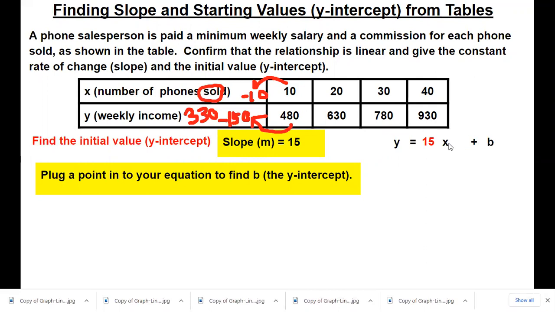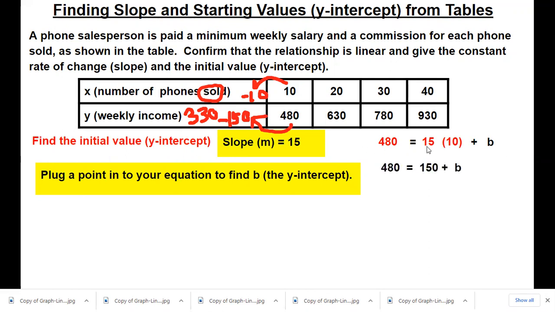So x is going to be 10, y is going to be 480. So let's do that. I'm putting 10 in there for x, and I'm putting 480 in there for y. Why did I pick that point? It's just got the smallest numbers. So now I have to solve this equation for b. So my first step is going to be to multiply 15 times 10.